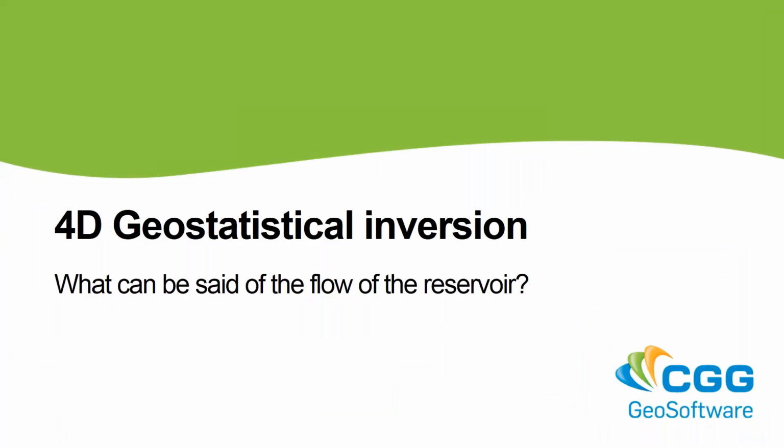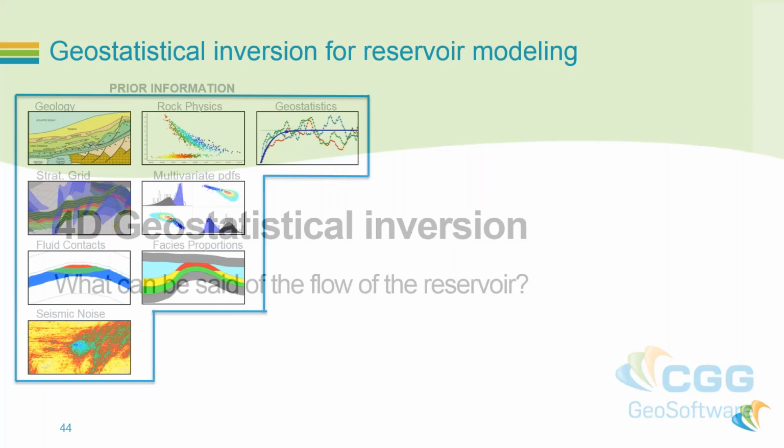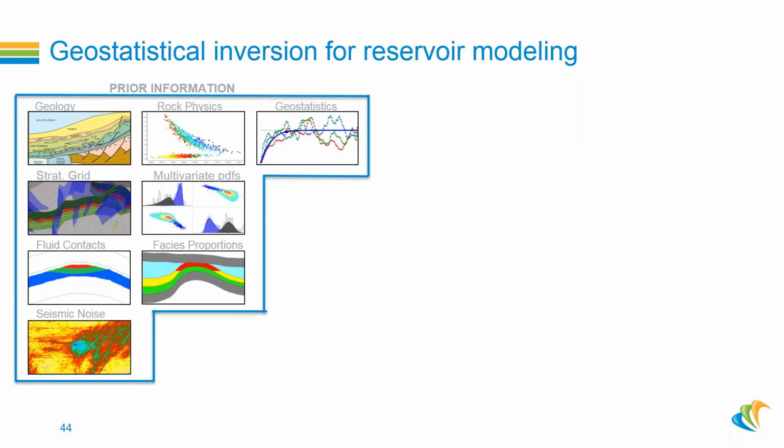Another way could be the geostatistical inversion, going further, going for highly detailed reservoir models. For this geostatistical inversion, we use the module called RockMod. We use Bayesian inference and Markov chain Monte Carlo to create multiple realizations. We want to integrate whatever information we have about geology, rock physics, geostatistics, stratigraphy, any trends in the proportions, any trends in the fluid contact, and also how much we believe in the seismic noise.